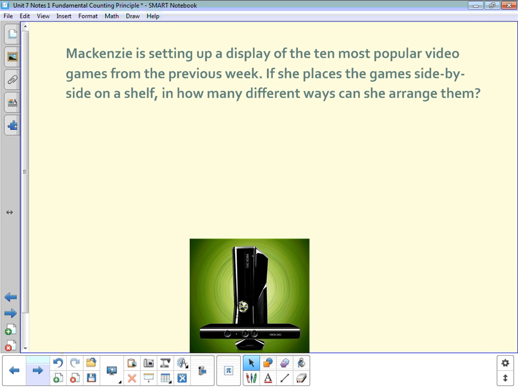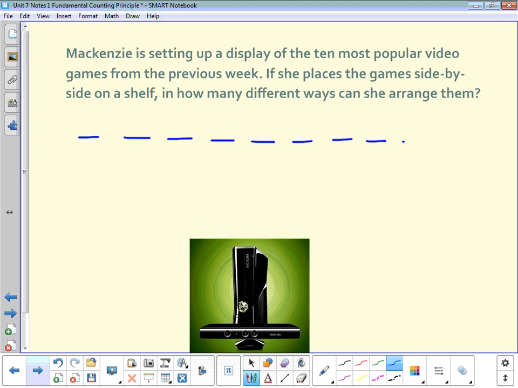Let's move on to number 7. We're trying to see how many different arrangements there are of 10 video games on a shelf. Mackenzie's arranging 10 video games on a shelf, and we want to figure out how many there will be. So just like our seats question for the student council representatives, there's going to be 10 spots for the video games, and we're going to arrange them from there.